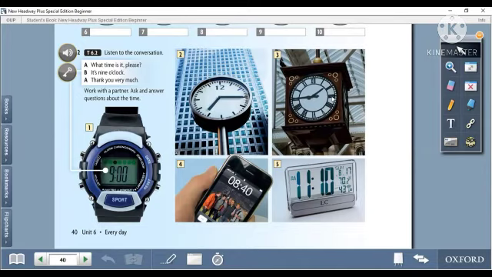7:15. Number 3, what time is it? It is 1:45. Number 4, what time is it? 8:40. Look at the last picture here. What time is it? It is 11:10. 11:10.